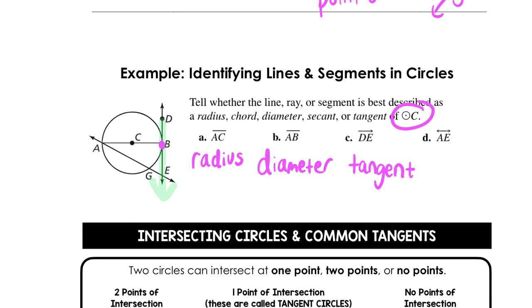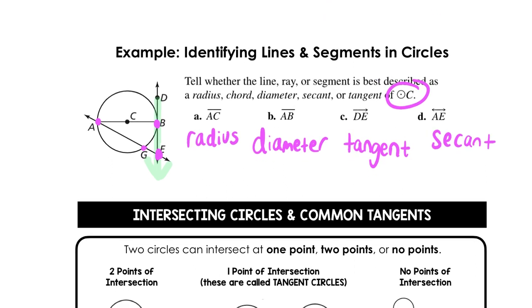And then AE. That is a line. It intersects the circle at 2 points, at A and at G. So that is the definition of a secant. Intersects the circle at 2 points. It should be radius, diameter, tangent, and then secant.